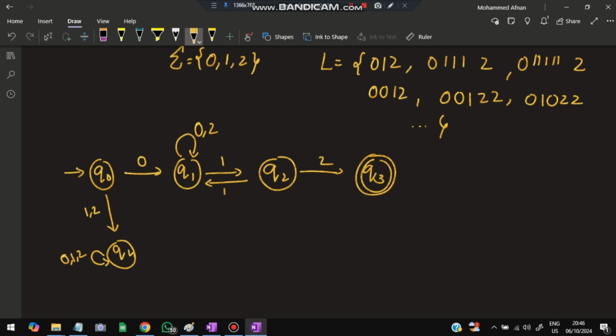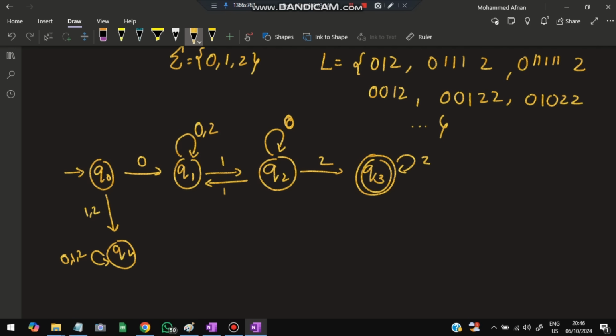Right? So you will make 1 here. What if 0? 0 can be a self loop. 0 doesn't matter here. At this state, how many zeros you take doesn't matter. You can have n number of zeros here. And if 1 comes, that should go back here to make it odd when it comes back here. And from here, it should end with 2. And if any other thing is there, it should not be considered.